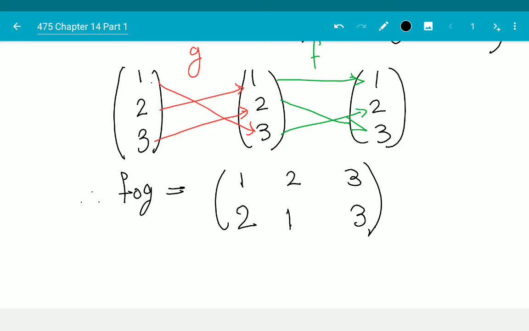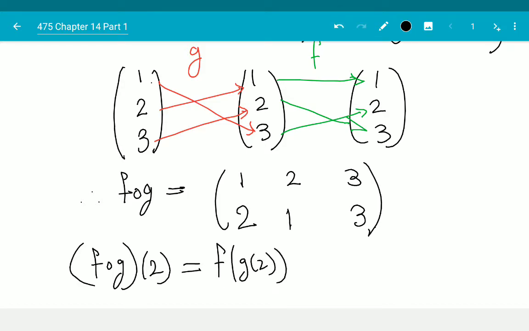Okay, so what is F composed G of, let's say, 2? Well, F composed G of 2 is equal to F of G of 2, which is equal to F of, well, G of 2 was 1, F of 1, and F of 1 was, well, 1, so it should be 1. Okay.